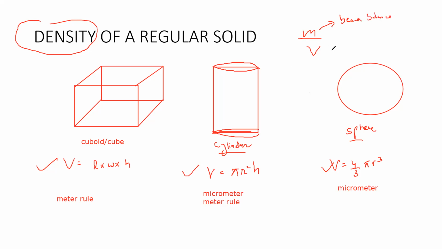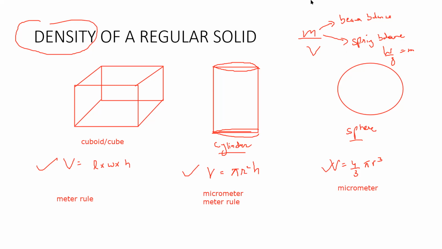Or there is also another way to get the mass. First, we will use a spring balance and we'll get the weight, and weight divided by gravity, we'll get the mass. So both ways are acceptable. Using a spring balance, you get the weight, and weight divided by gravity gives the mass. Or you can directly get the mass by using a beam balance.